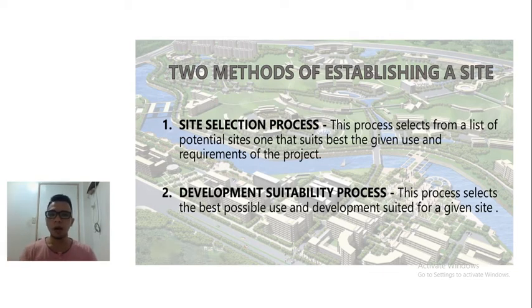Now, when you talk about methods, there are two methods of establishing a site. No? So we have site selection process and the development suitability process. What do you mean by site selection process? This process selects from a list of potential sites one that suits best the given use and requirements of the project. So in the site selection process, may ara ka na sa pinsar sang client or investor sang project nga gusto niya. Like for example, a subdivision, or high-end subdivision. So amo nang project niya. So amo gid nang gusto niya i-invest, i-construct. So ang pamangkot din siya yung mapatindog.